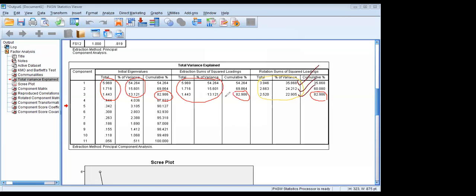So now, component 1 explains 35% of total variance. Component 2, 24. Component 3, 22. So what is the total? The total is 82.986. Very good. What is the thumb rule for variation?